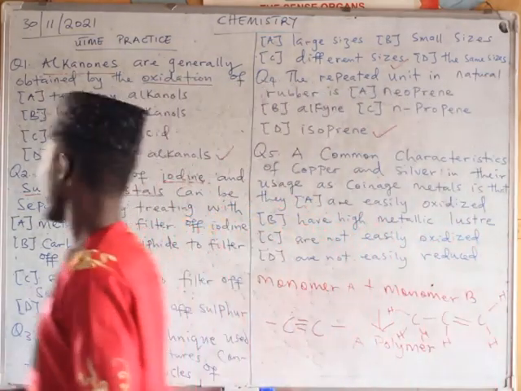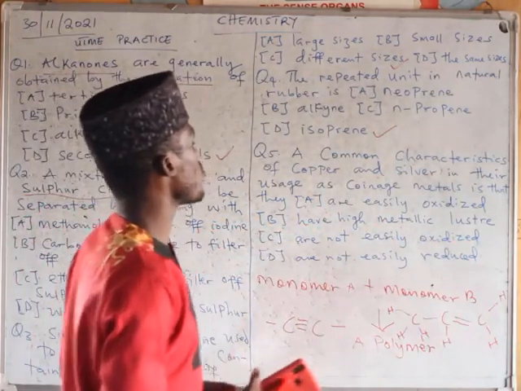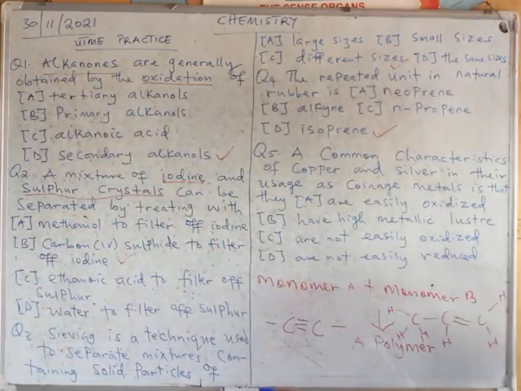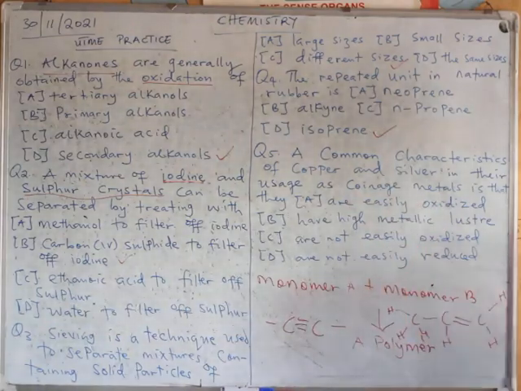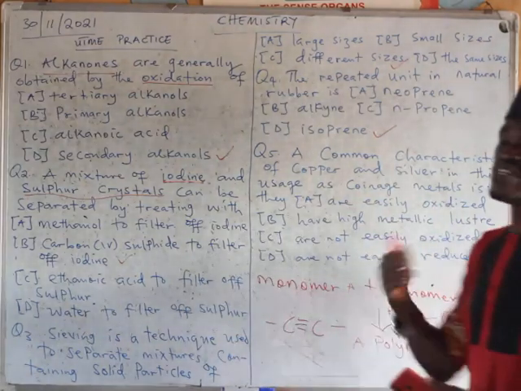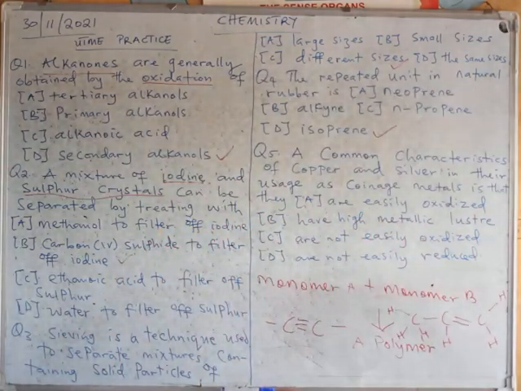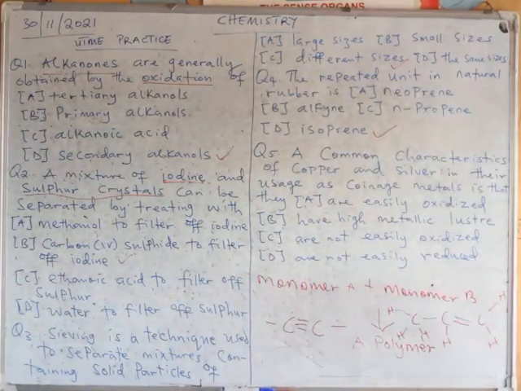Okay. The last question. We said that a common characteristic of copper and silver is their usage as coinage metals. You know coinage metals? Metals they use in making coins. The federal government did not really stop the use of coin. People neglected it seriously. But the federal government did not ban the use of coin.